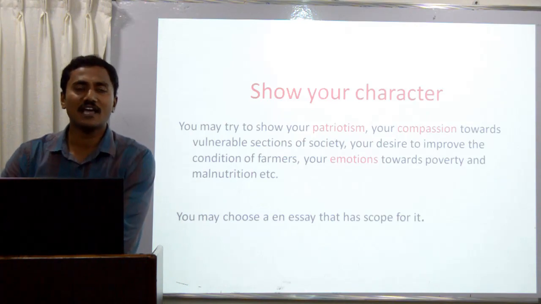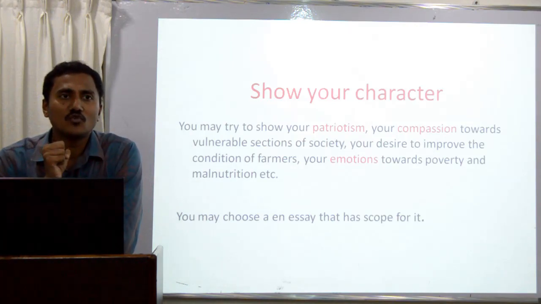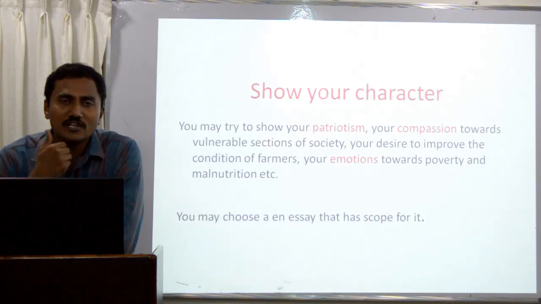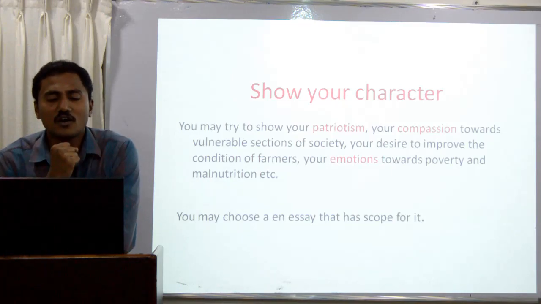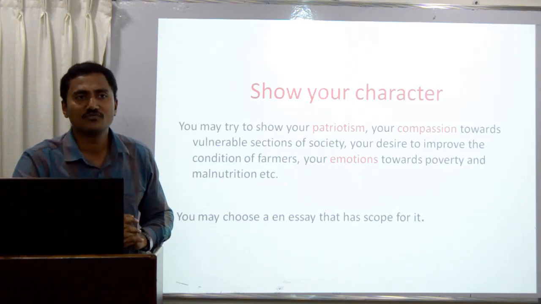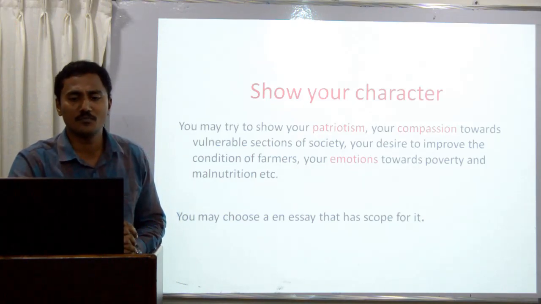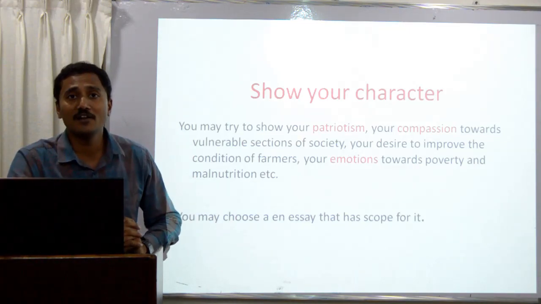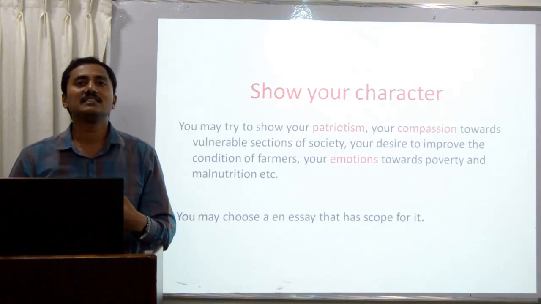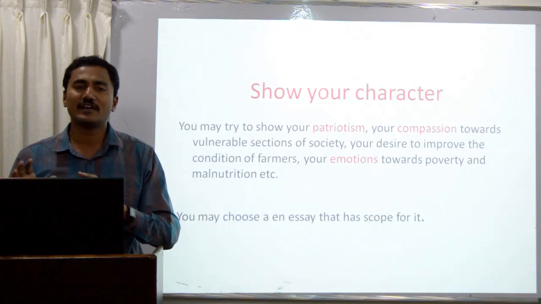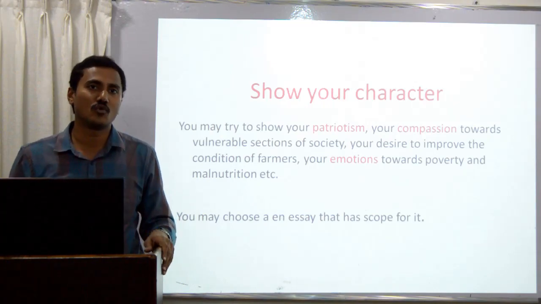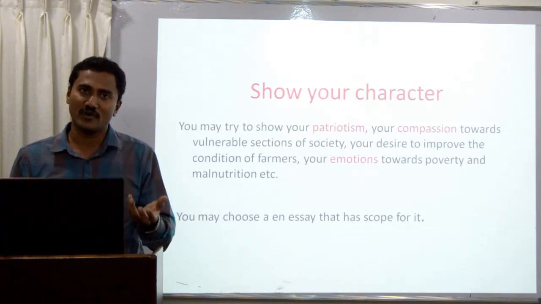Then the next important thing: I feel the essay is a chance for you to show your character to the evaluator. For example, if there is patriotism in you, you can show it through some of the lines, or compassion. You should show that you are compassionate towards weaker sections, vulnerable people, women, old people. You have to show your emotions towards how you want to help the farmers or the downtrodden, how you want to eliminate poverty and malnutrition in India. You have to show your character in the essay. So sometimes, if you get the opportunity, choose an essay topic in which you can show who you are. That actually gives you more marks. Essentially, you have to try to impress the evaluator. That's the fundamental point here.